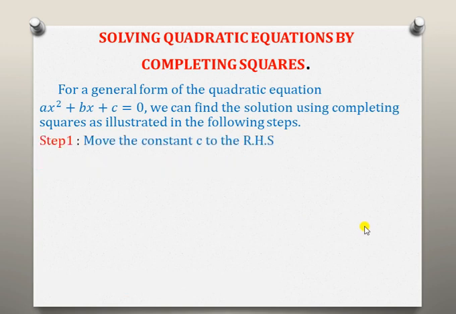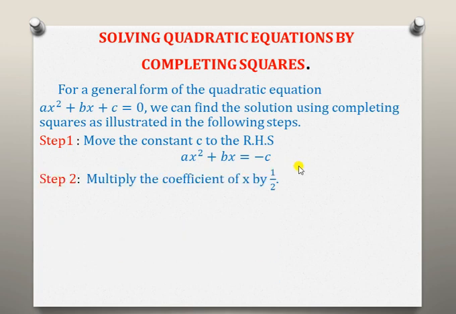Step number 1, we are saying move the constant c to the right hand side. Now you simply come to this quadratic equation, make sure this constant value c is moved to the right hand side, and the sign automatically will change. So we are trying to illustrate that here. So we have remained with ax squared plus bx, and the c has gone to the right hand side and it becomes a negative.